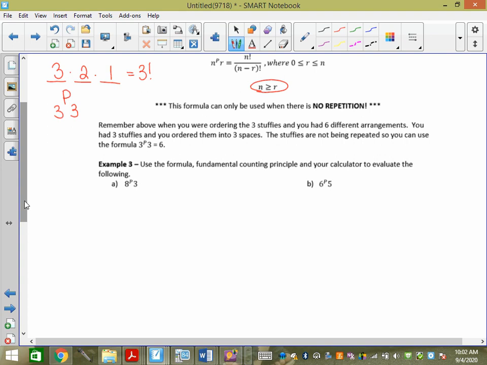So the nPr formula is written above. I'm just going to rewrite it here. nPr equals n factorial over n minus r factorial.